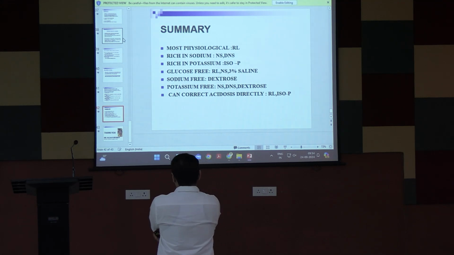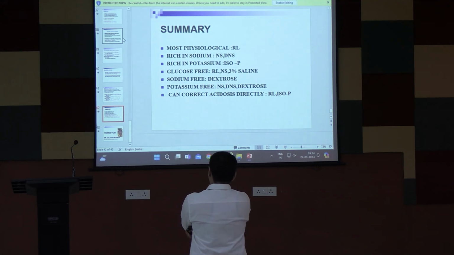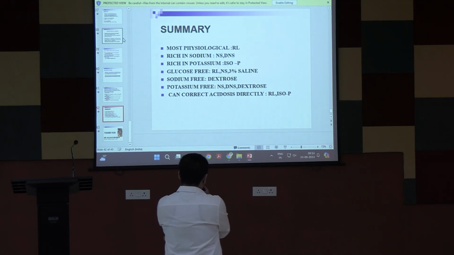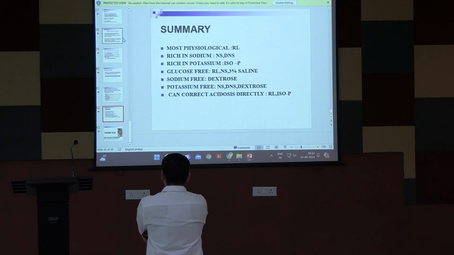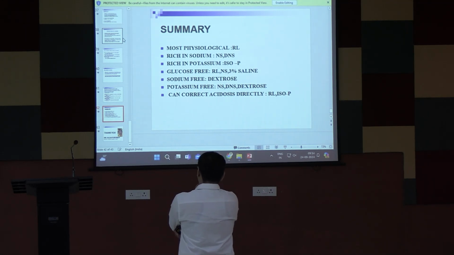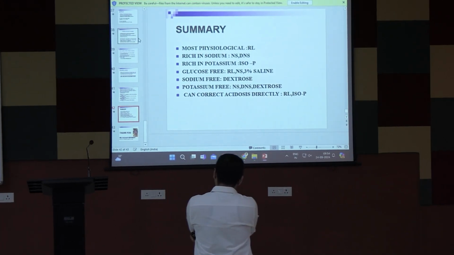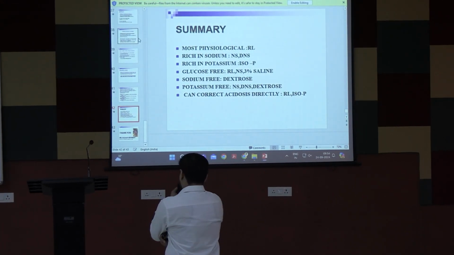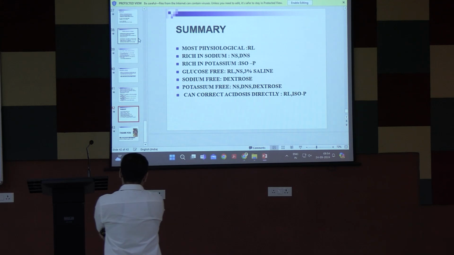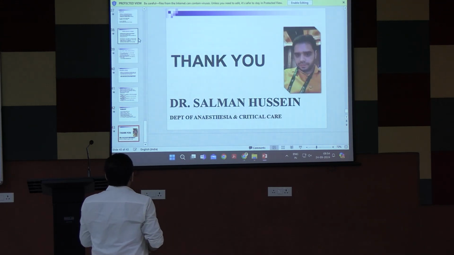Summary: the most physiological solution is Ringer lactate. Rich in sodium is NS and DNS, rich in potassium is Isolyte P. Glucose free: RL, NS, 3% saline. Sodium free: dextrose. Potassium free: NS, DNS and dextrose. Which can correct the acidosis directly? RL, Isolyte P. Thank you.